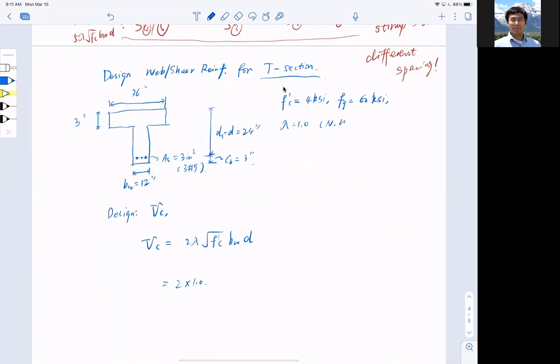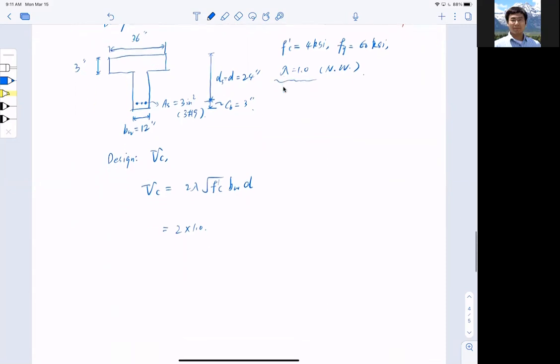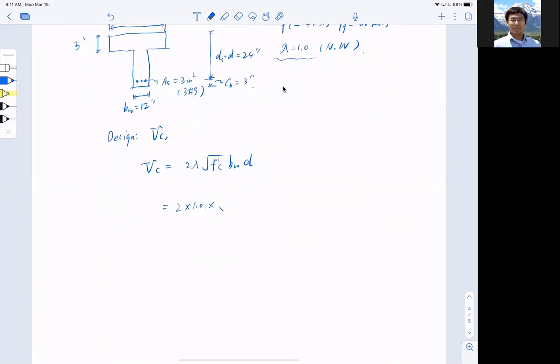Please be careful here: if we don't specify in the exam, lambda is always 1.0 for normal weight concrete, unless it's lightweight, where it's 0.75. So 2 lambda multiplied by square root of 4,000 psi, multiplied by bw, which is 12 inches, and multiplied by d, which is 24 inches. So I get this number to be 36.43 kips.